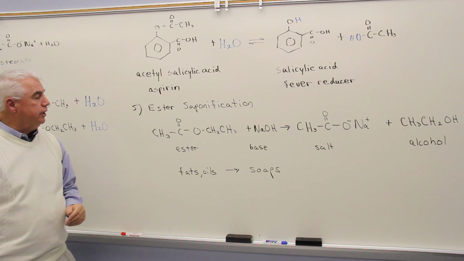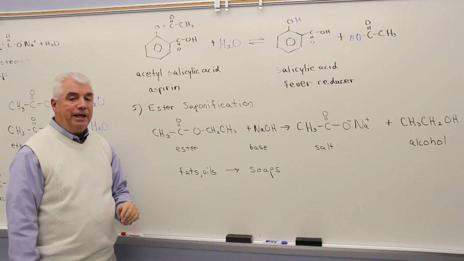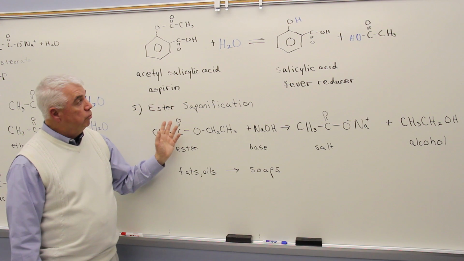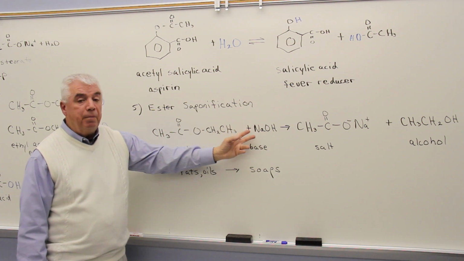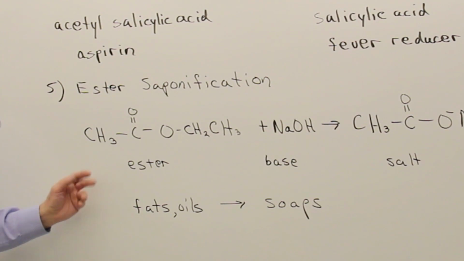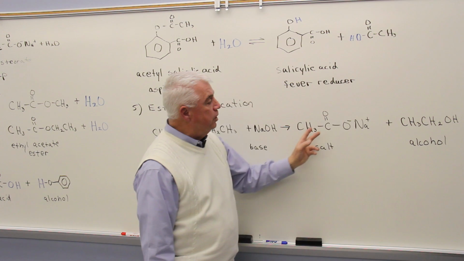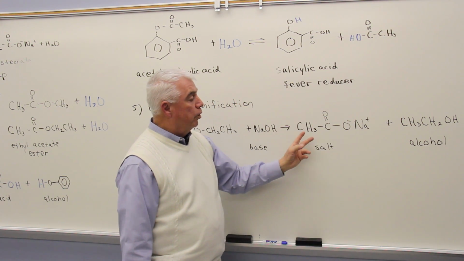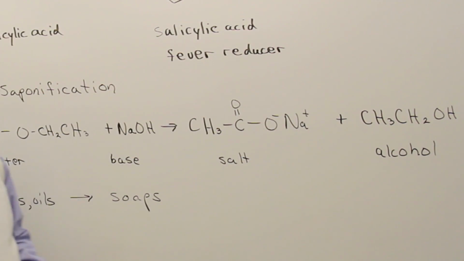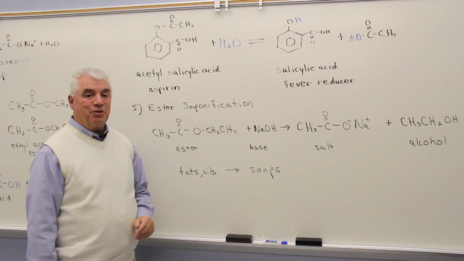Our 5th reaction is called ester saponification, and it too is breaking the ester apart. Rather than using water, it's using basic conditions, and in this case, because a base is used, rather than getting the carboxylic acid and the alcohol, we're going to get the salt of the carboxylic acid and the alcohol. So the O-ethyl will form ethyl alcohol. This portion would form the carboxylic acid salt.